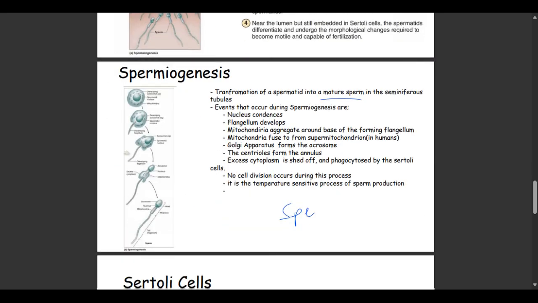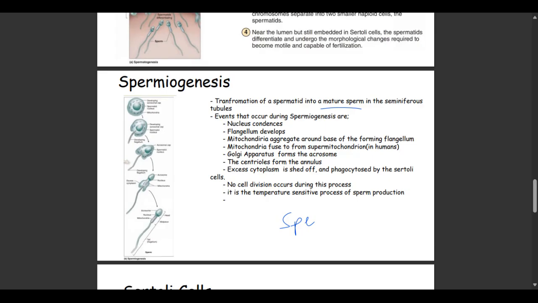So in spermiogenesis, what is exactly happening? There are events that are occurring during spermiogenesis. The nucleus condenses. Okay, so see the nucleus condensing, becoming smaller. The flagellum develops. We're having a flagellum there that will help the sperm to swim. The mitochondria aggregate around the base, forming the flagellum. The mitochondria fuse to form a supermitochondrion in humans.